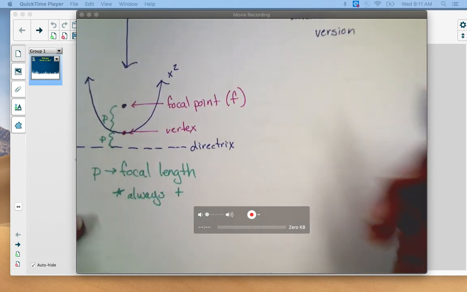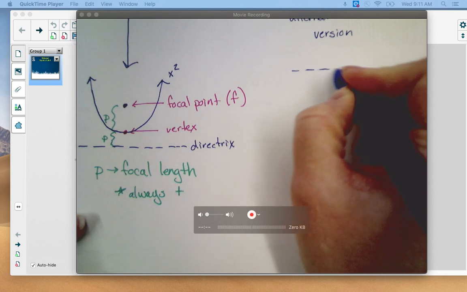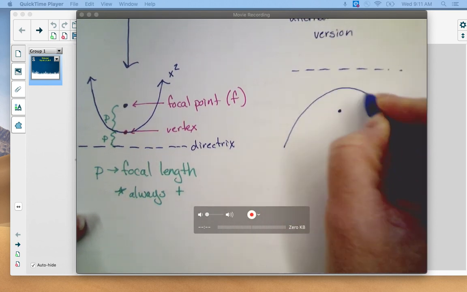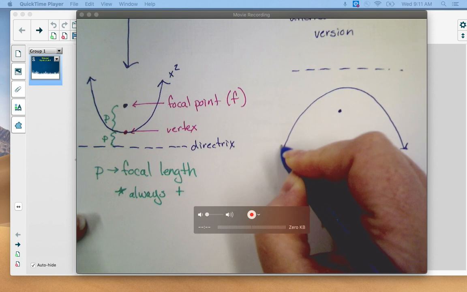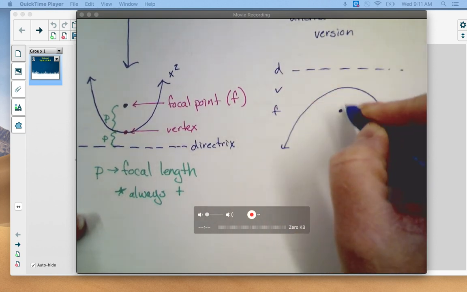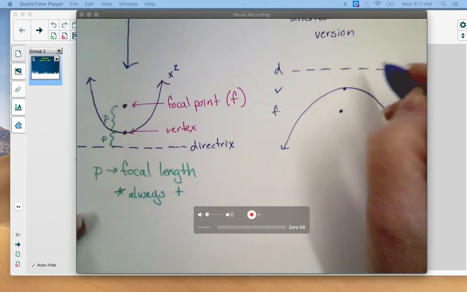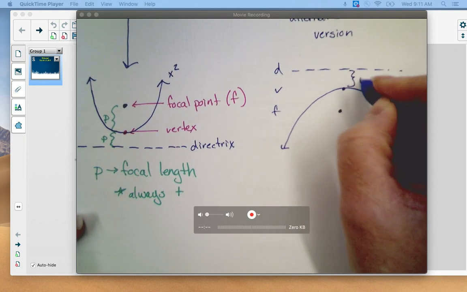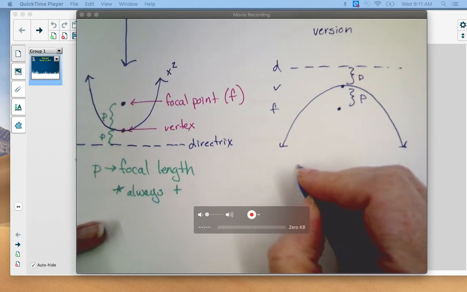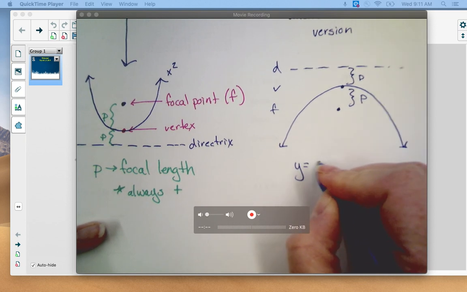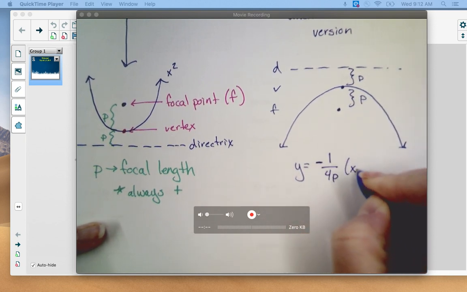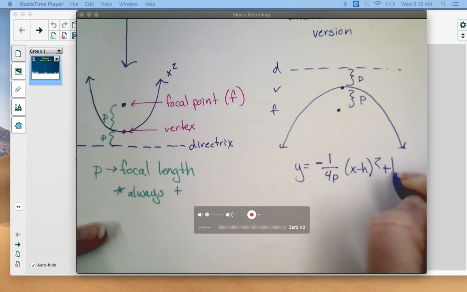And the exact opposite would happen if I said, here's my directrix up here, here's my focal point. So it would go directrix, vertex, focal point. And again, that would be our p-value, vertex up, vertex down, that's that p-value. This equation would be y equals, still same thing, but now it's negative 1 over 4p times x minus h squared plus k.